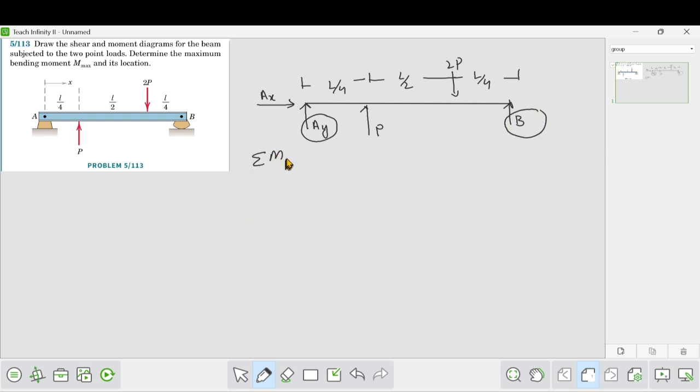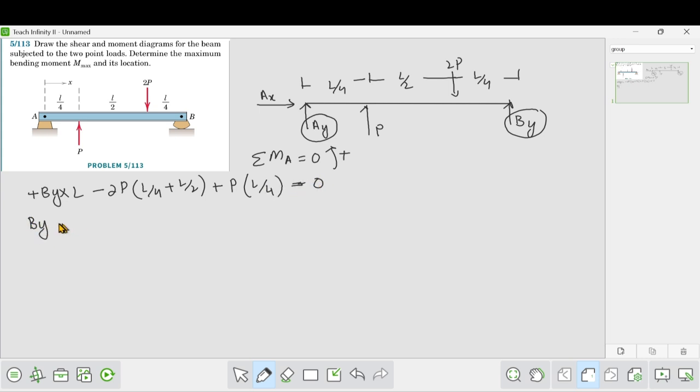Summation of moment at point A equal to 0. The force which rotates anti-clockwise will be taken as positive. So this is By, positive By because it is anti-clockwise, multiplied by L. This whole length is L divided by 4 plus L divided by 2 plus L divided by 4, which is equal to L. And negative, this is clockwise, that's why it will be negative 2P into L divided by 4 plus L divided by 2, so this is 0.75 L. And this is the other load, P, in anti-clockwise, that's why it is positive P into L divided by 4, equal to 0.